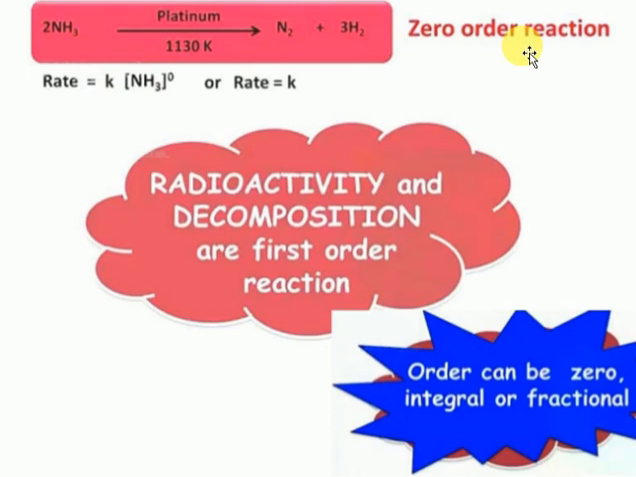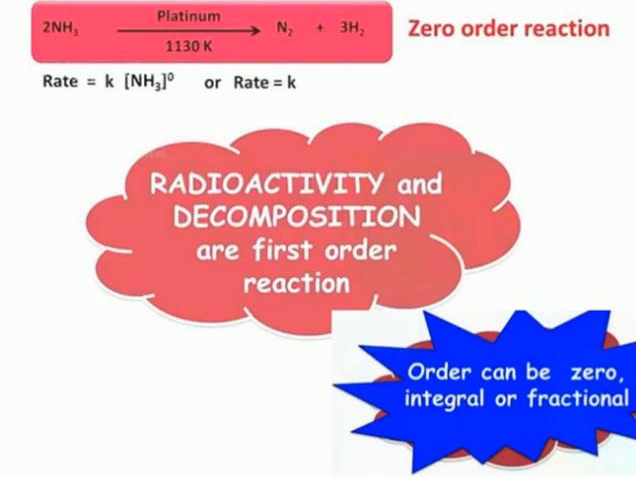Whenever a reaction rate doesn't depend on the concentration of the reactant, it is called a zero order reaction. The decomposition of radioactive elements is also a zero order reaction. For example, uranium breaks into barium, krypton, and so on. Any radioactive decomposition reaction is considered a zero order reaction.